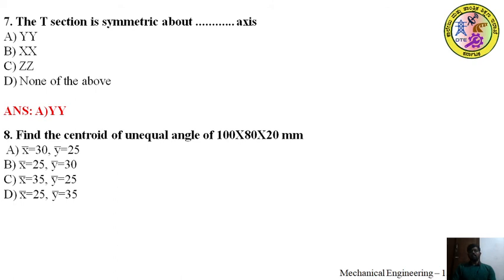Here the L section we are going to split into two rectangles. We need to find out the area for both rectangles, then find y1 and y2, then x1 and x2. Substitute all these values into the formula, that is the x bar and y bar formula. Now the answer will be option D, x bar is equal to 25 and y bar is equal to 35.